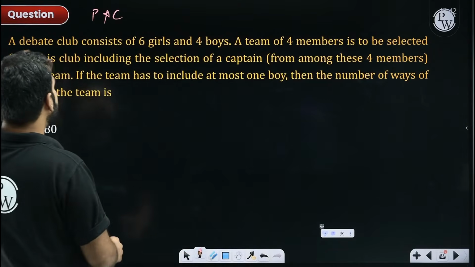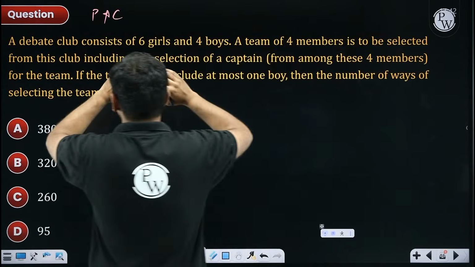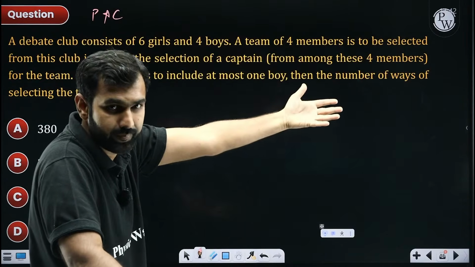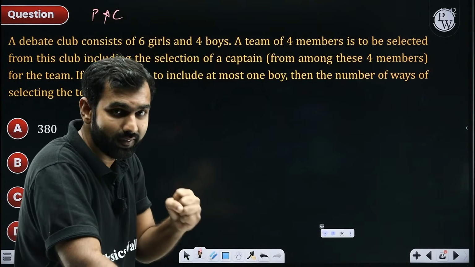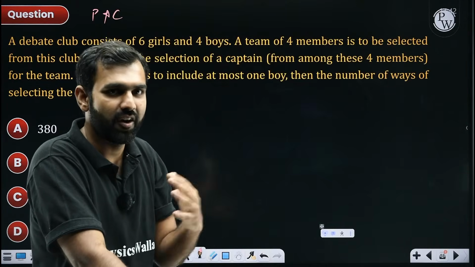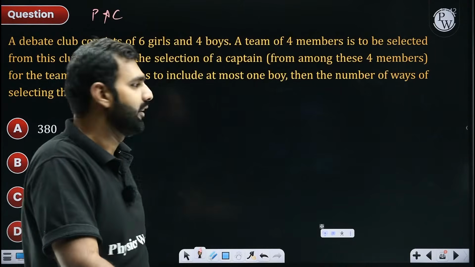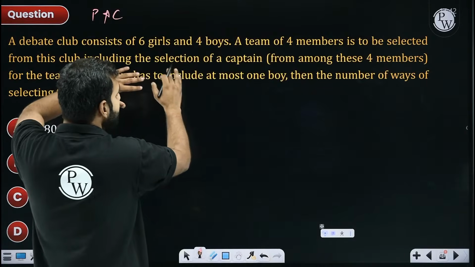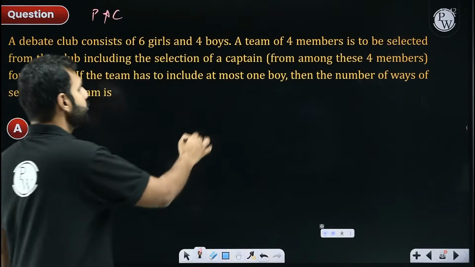Now, a debate club consists of 6 girls and 4 boys. A team of 4 members is to be selected. You may be more tired, and when you are more tired, even easier questions look moderate and tough. So in JEE Advanced, you'll be attempting in 2 shifts. You got to keep yourself fresh, charged, with your complete adrenaline rush and full efficacy. A team of 4 members is to be selected from this club, including selection of a captain from these 4 members of the team, if the team has to include at most 1 boy.